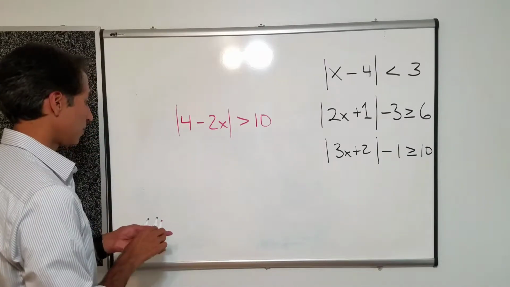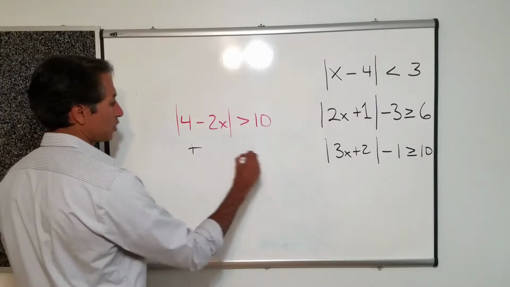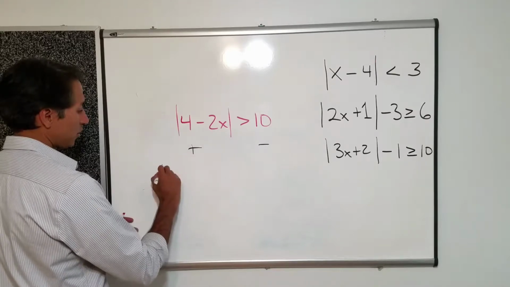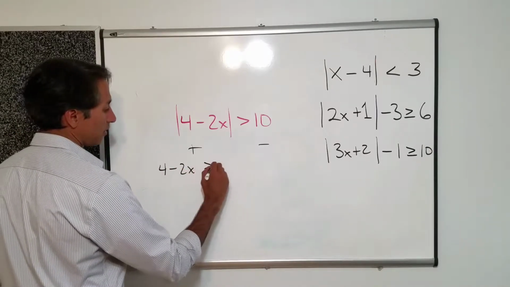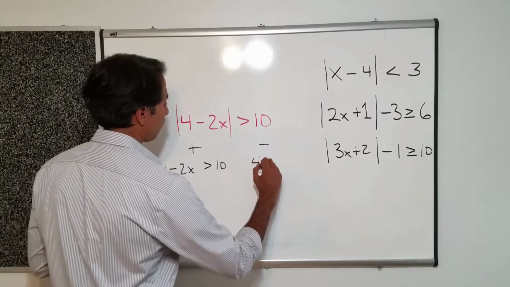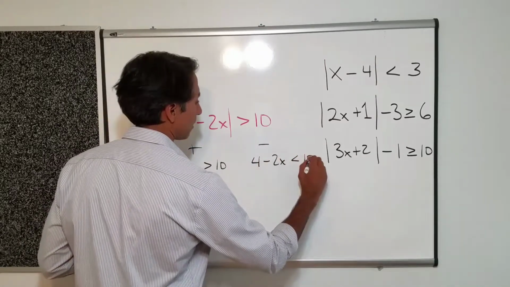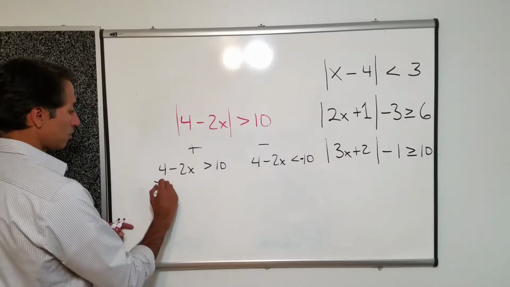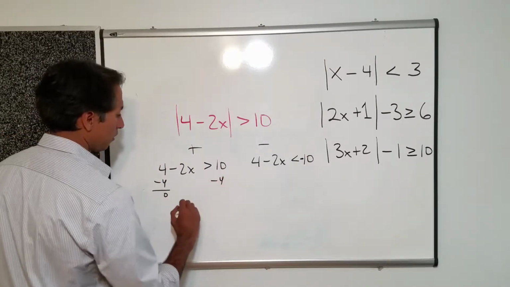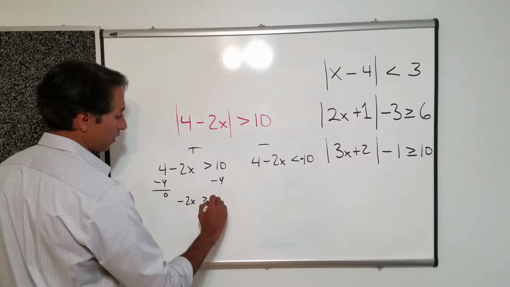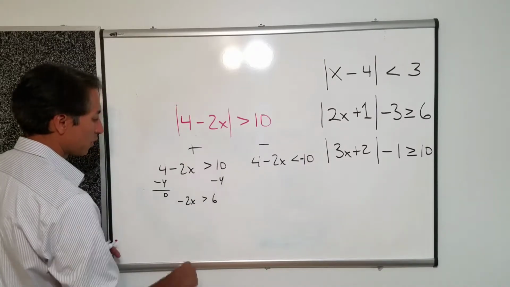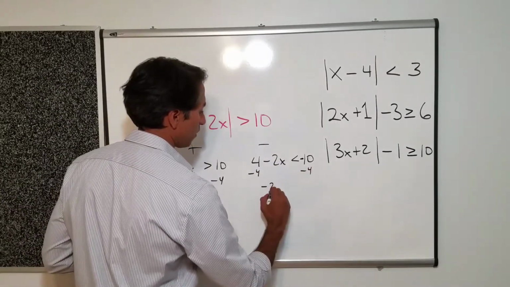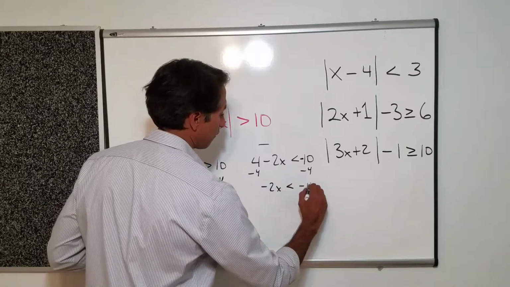Okay, let's see here. We have our plus version and our minus version. So let's rewrite it. So we have 4 minus 2x is greater than 10, and 4 minus 2x is less than negative 10, right? You got to do both. Subtract 4, we get negative 2x is greater than 6. I'm just going to solve this one straight down. Actually, let me do this one first. Minus 4, so we have negative 2x is less than negative 14.